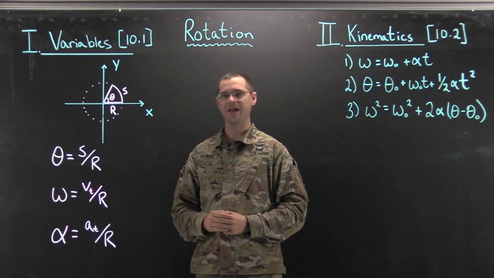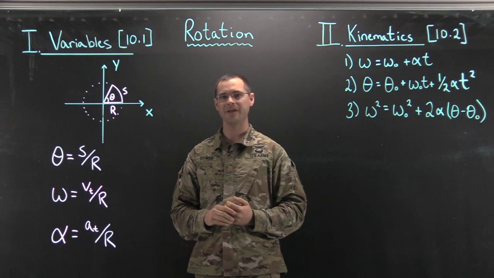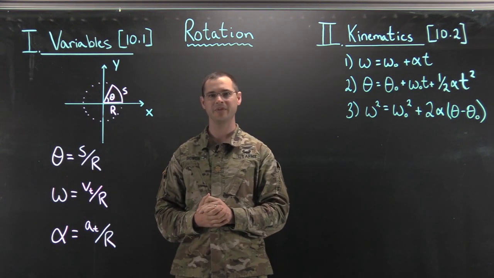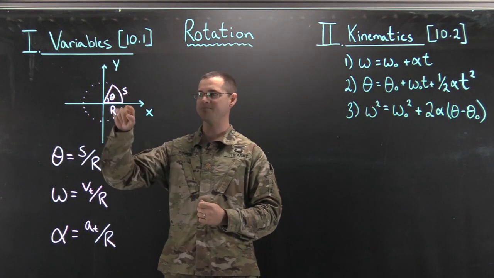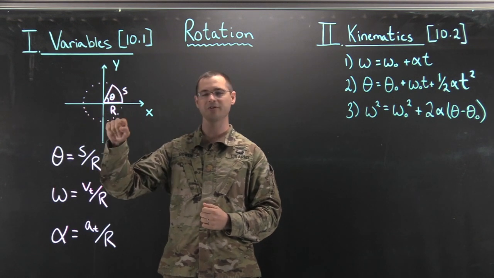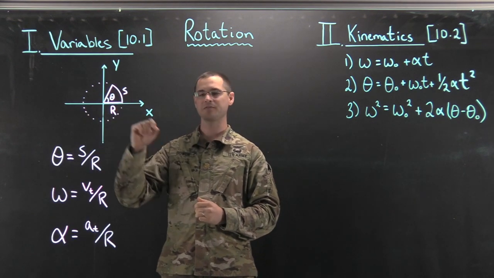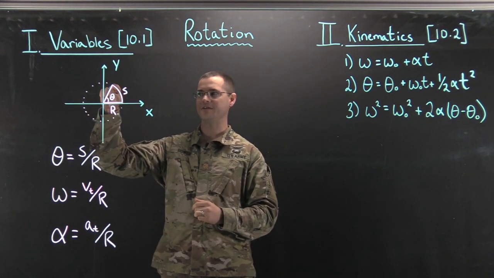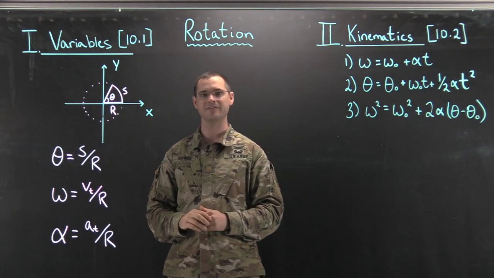Before we can understand how objects move when they're rotating, we have to understand the variables associated with rotational motion. So first, if an object is going around some circular path, then it goes through an arc length on that circular path. And the arc length is shown as our variable s.